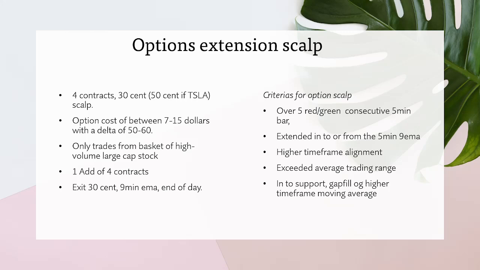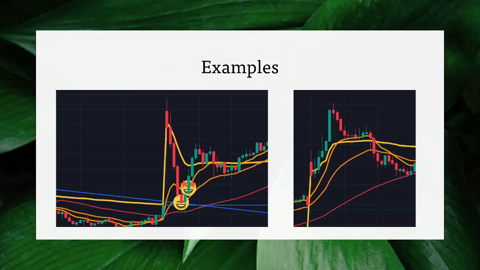In my trades, I want the stock to have already moved more than an average day's range, which means that it moved more than what it usually does in a day. And at my entry point, I want some sort of support, which can be a gap fill, it can be resistance on a higher time frame or a moving average.